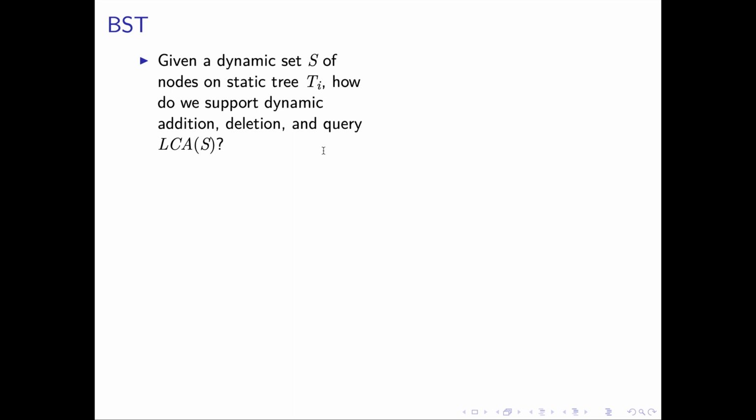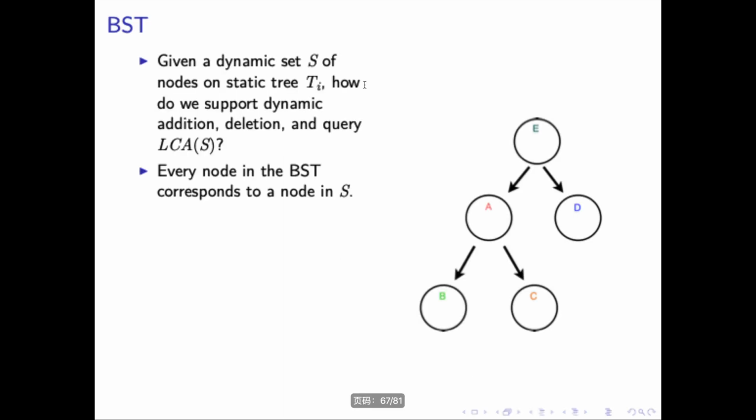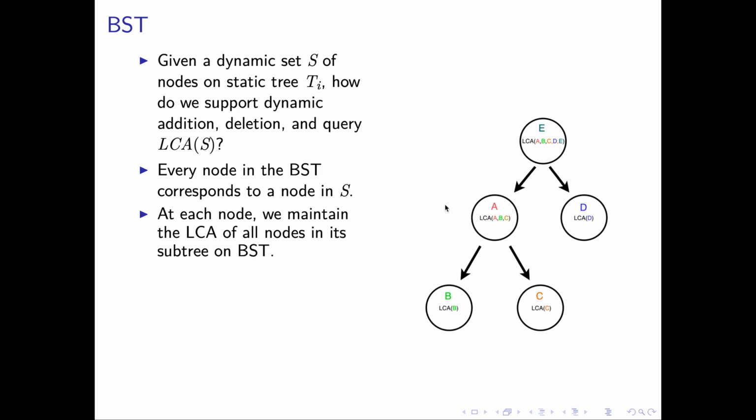This is actually a very simple task. We maintain S, the dynamic set, in a binary search tree in arbitrary order. Each node on the binary search tree corresponds to a node in S, which is also a node in the static tree. At each node, we store the LCA of all the nodes within its subtree. For example, this node in the BST corresponds to the node E in set S and the static tree. And we store the LCA of all the nodes within its subtree in the BST at this node, namely the LCA of A, B, C, D, and E.